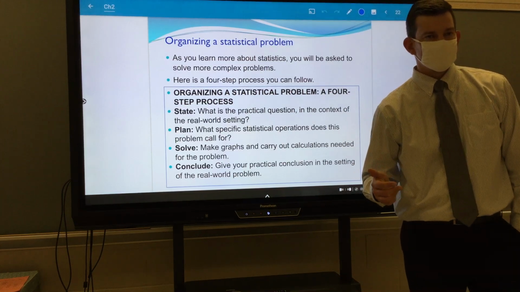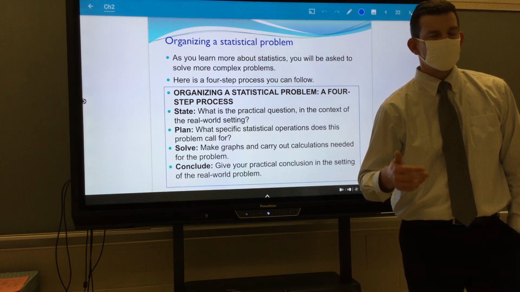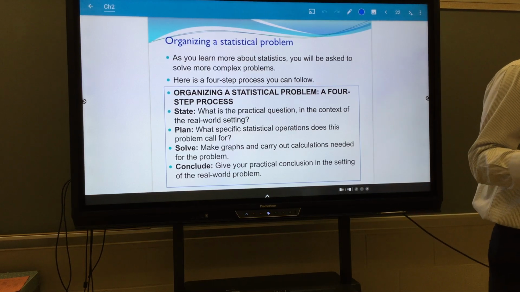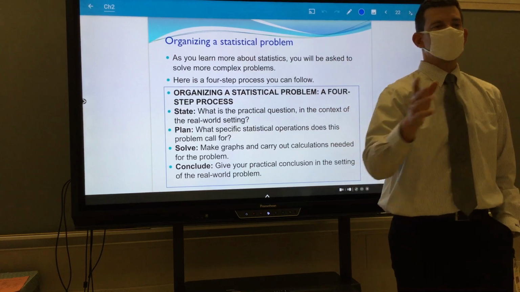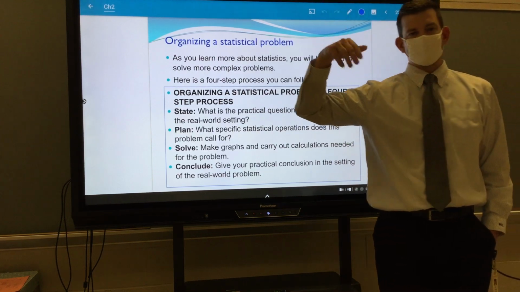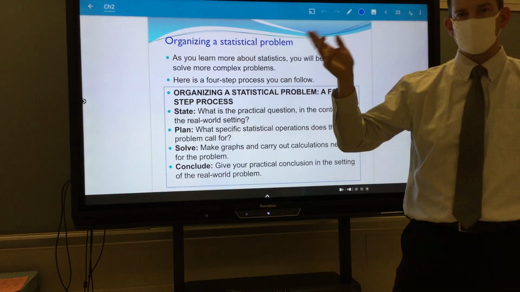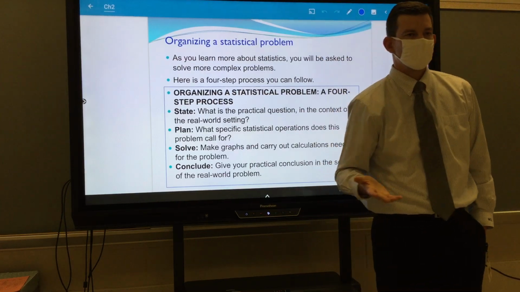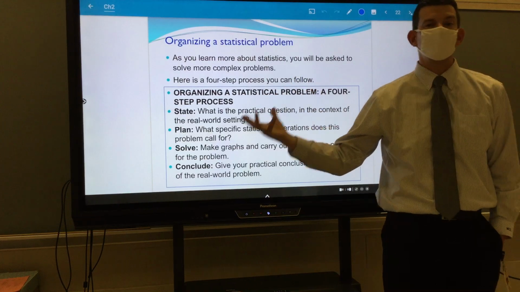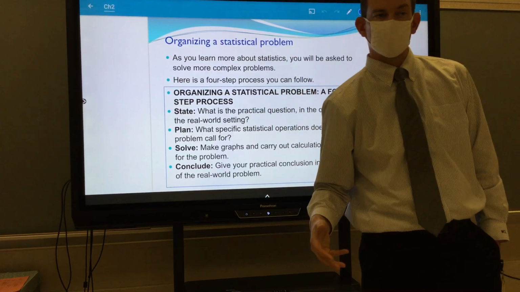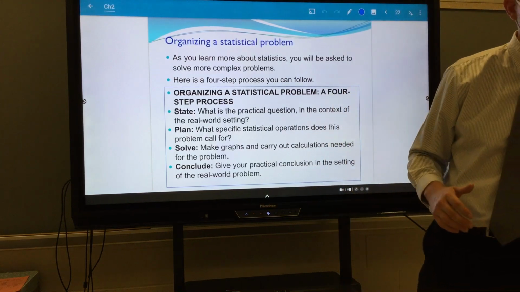In stats, every problem that we do is a real-world problem, okay? Long gone are the days of algebra where Timmy has 10 apples and Johnny has 7 apples, and together, how many apples do they have? No. Okay? We've looked at real-world data sets. We're going to be looking at more. We're going to be finding our own. We're going to be compiling our own data sets.